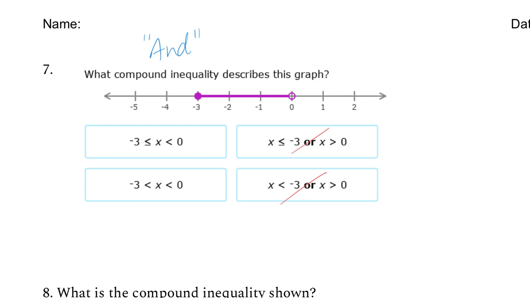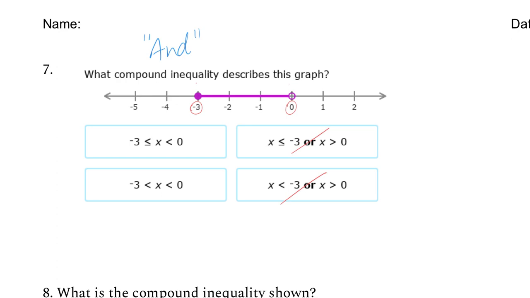Okay, so even if we have to end up guessing on this, whether it's this or this, at least we've marked out half of our choices, and now it's a 50-50 shot at getting it right. So we have negative 3 as our lesser value and 0 as our upper value, and both of these have those. So we're going to have to look at the dots. Okay, negative 3 is filled in, meaning it has to have the equal to sign. 0 is not filled in, so there's no equal to sign.